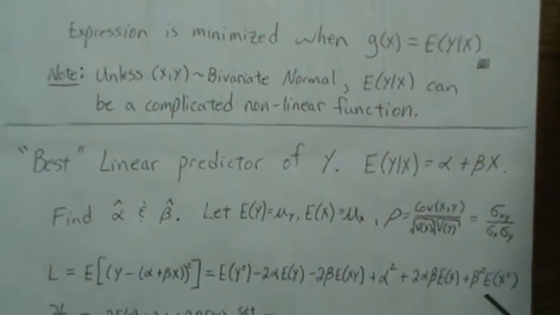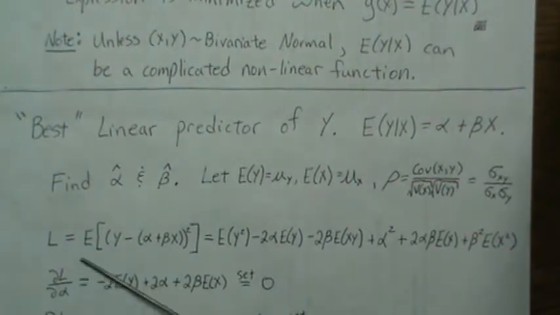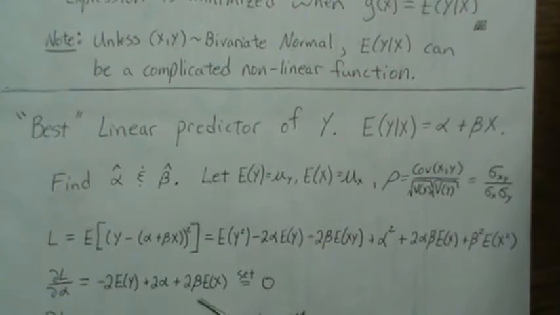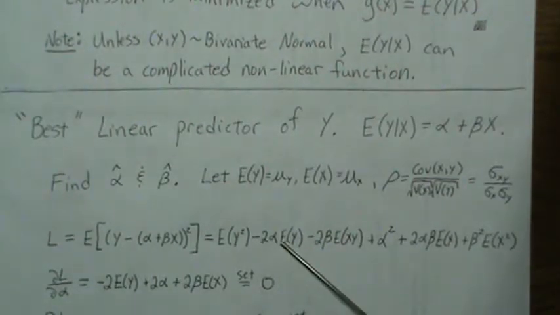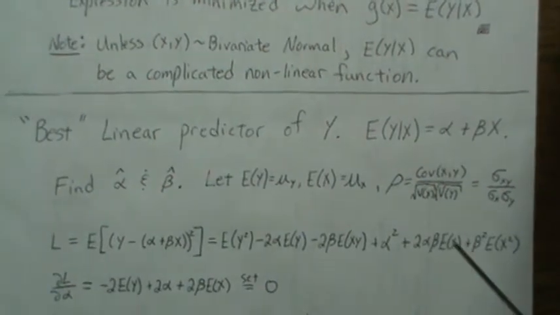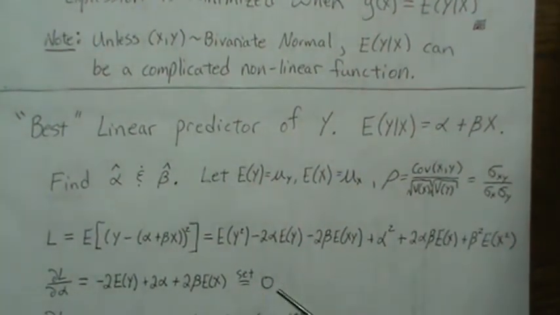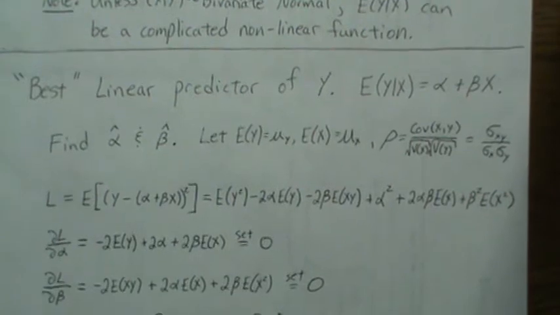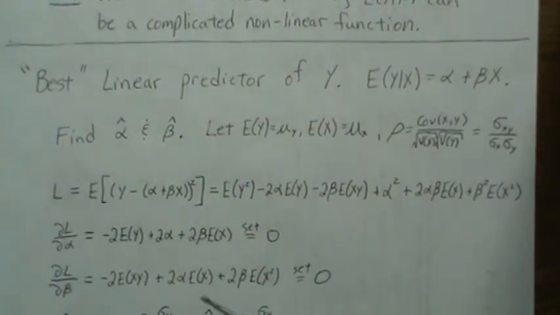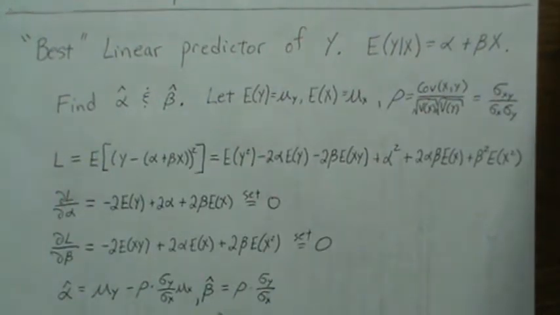Okay. Well, then if we take the partial derivative of L with respect to alpha, then we get this expression. So here we get minus 2 expected value of y, here we get 2 alpha, and then here we get 2 beta expected value of x. Set it to 0. And we do the same for beta. Set it to 0, and then solve this. And when you solve it, you end up with this expression.